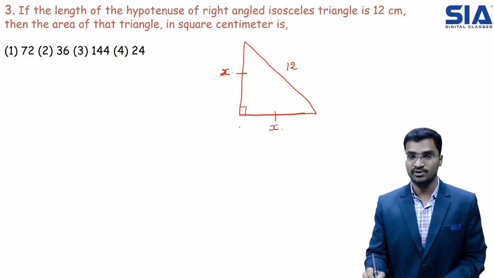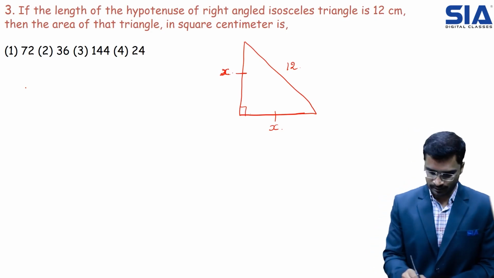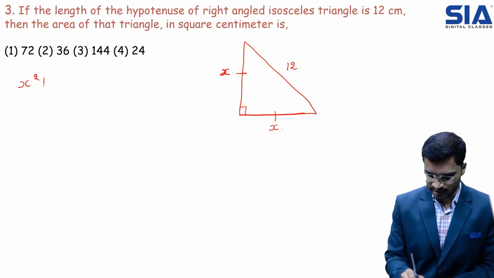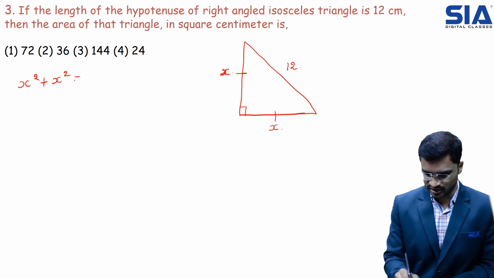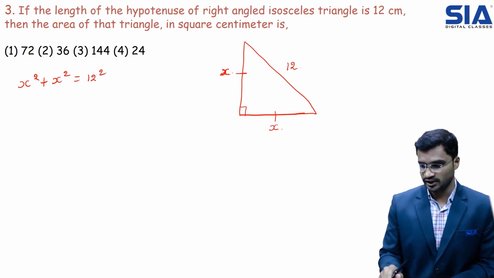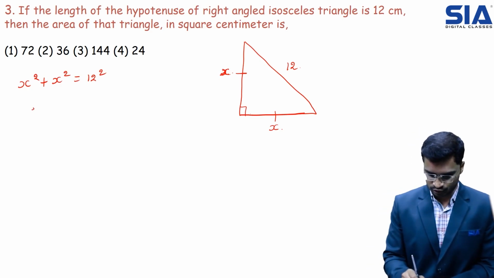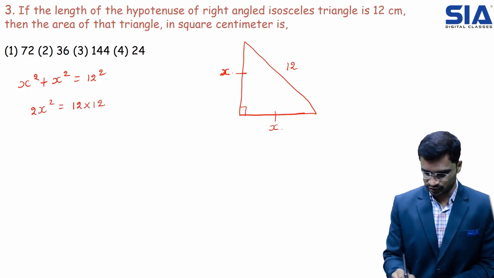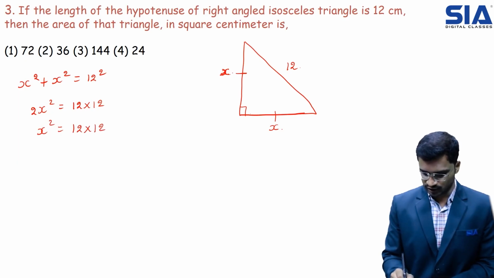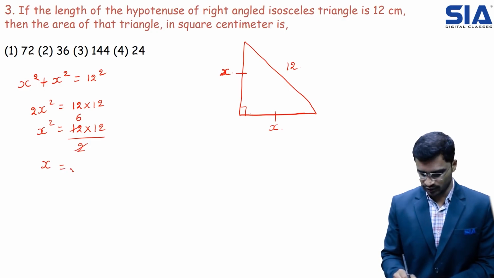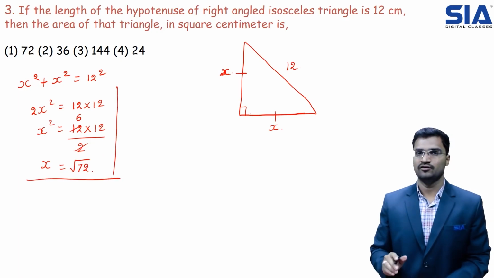So if we have to find the area of this triangle, we have to find the x value. So x value can be found out through Pythagoras theorem. Pythagoras theorem says that x square plus x square is equals to 12 square. So a square plus b square is equals to c square. So 2x square is equals to 12 into 12. Then x square is equals to 12 into 12 by 2. Then 2 sixes are 12. Then x square is 12 sixes are 72. x is equals to under root of 72. Now we have got the value of x.